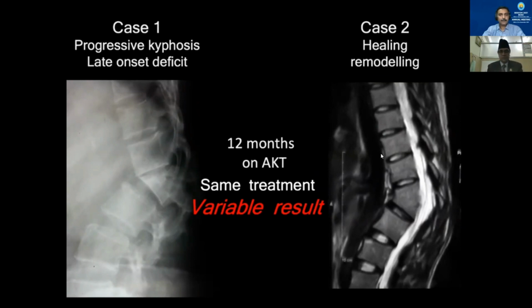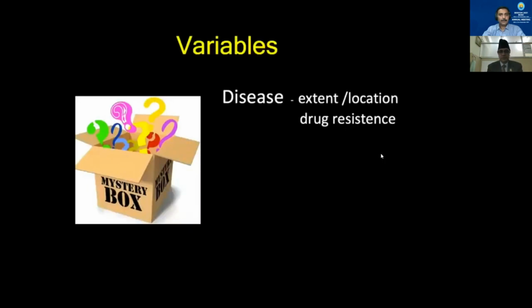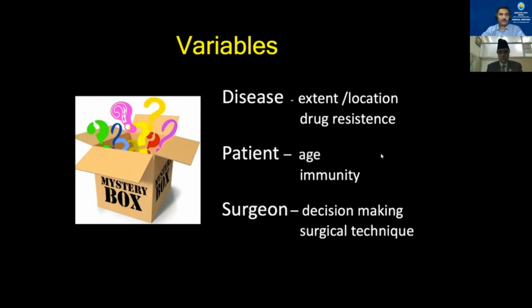Both these patients have received the same type of treatment, including the antituberculous medicines, and it was surprising to find a variable result. Now, there are certain variables when it comes to treatment in tuberculosis, like the disease variables, the extent and location of the disease, the presence or absence of drug resistance, the patient factors like the age, the immunity, and the surgeon factors like decision making and the surgical technique and expertise of that particular surgeon.